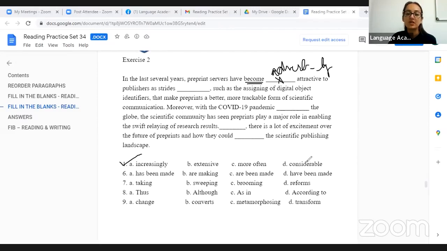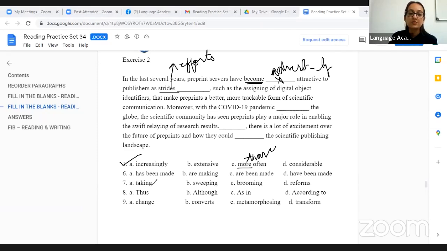Extensive, considerable are adjectives. More often comes with second form, because more is second form. So that is used in comparative statements, statements that have than in them. That is why the first answer will be increasingly attractive to publishers as strides blank. So strides could be understood, to better understand, as efforts, or you can understand it as steps have been taken. Like they say, we have taken steps. In the same way, the word strides can be understood as taking steps.